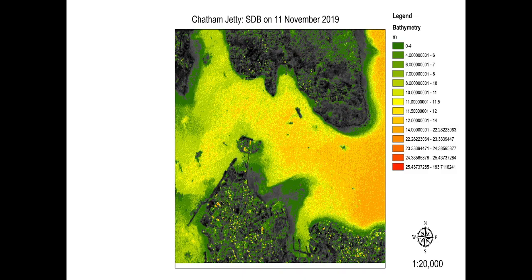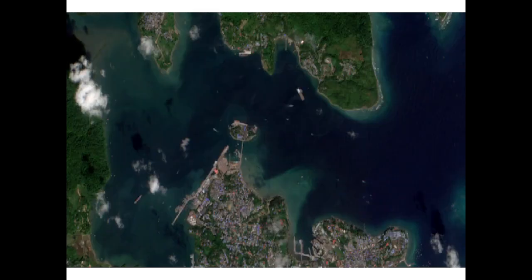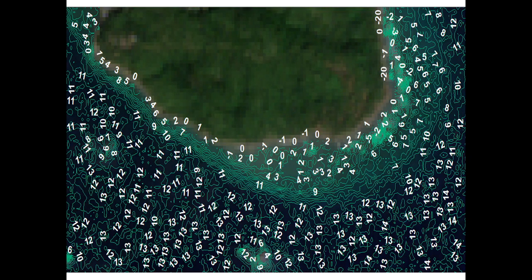Here you can see the legend, bathymetry, because we trained a deep neural network by putting the depths in classes: 0 to 4 meter, 4 to 6 meter, up to 25 to 193. So the complete 250 square kilometer area, with 2019 data, we were able to map, and you can see the contours also being generated.